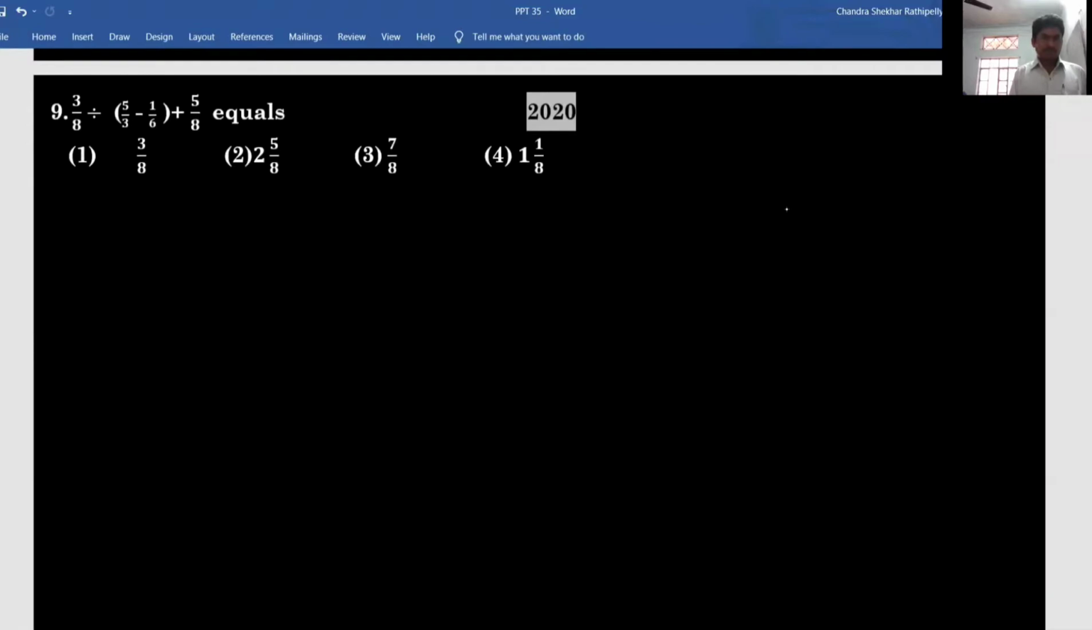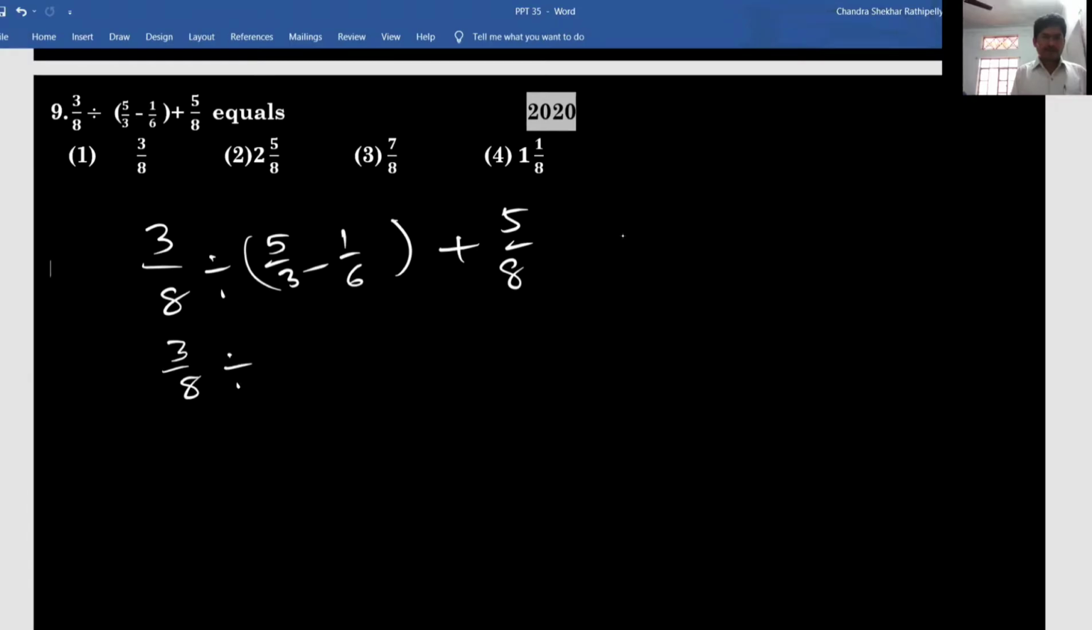So 9th, 3 by 8 divided by, here we have to take the LCM of this. So I will tell you clearly. 5 by 3 minus 1 by 6 plus 5 by 8. So 3 by 8 divided by the LCM of this, 3, 6, 6. So 3 2s are 6, 3 2s are 6, 5 2s are 10, 6 1s are 6, 1 1s are 1.